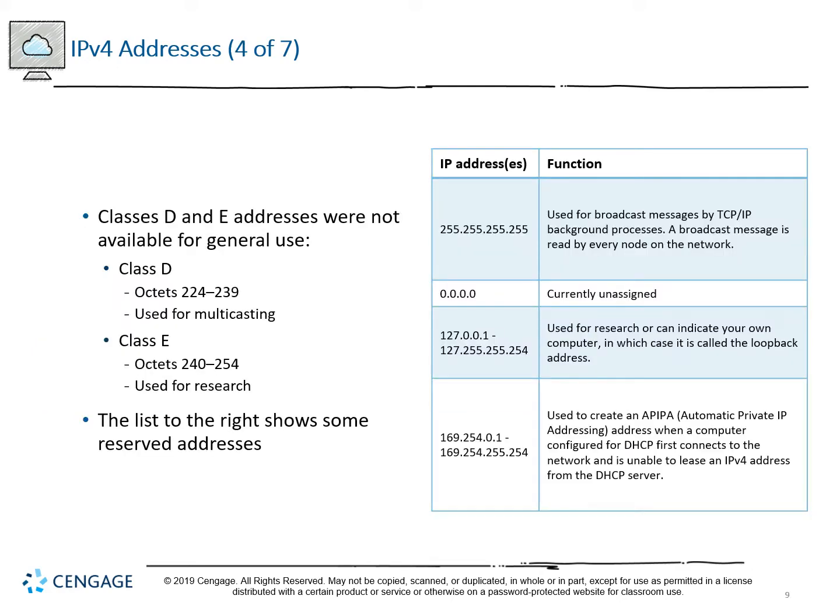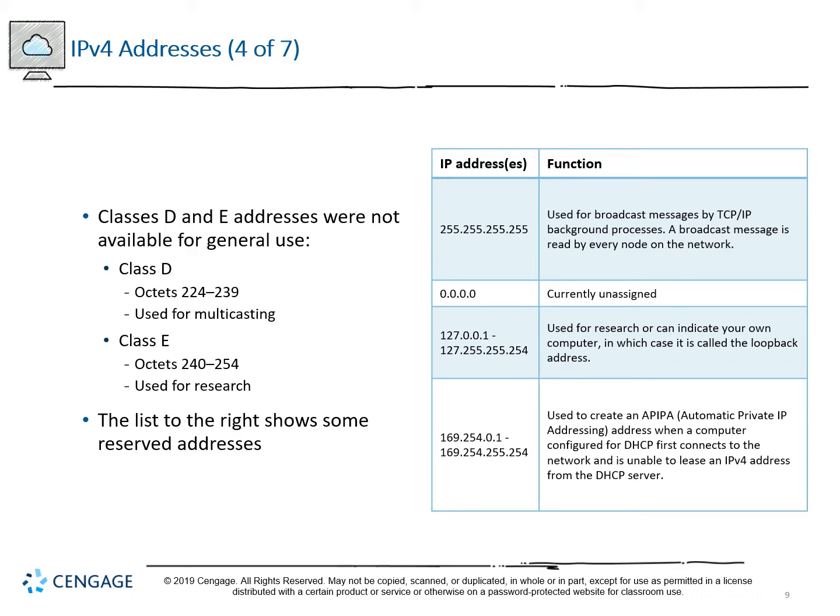Now, this is Class D and E. We didn't really mention these in the initial preamble, other than just listing that they were there. Class D deals with octets 224 through 239, and this is used for multicasting. Class E uses 240 through 254, and this is used for experimental research and government operation.